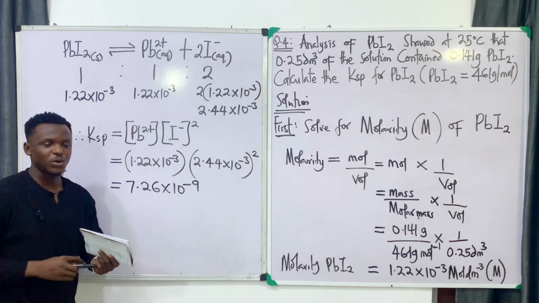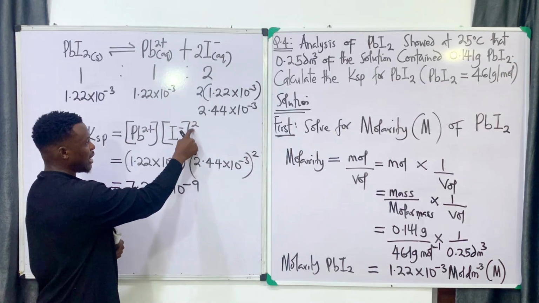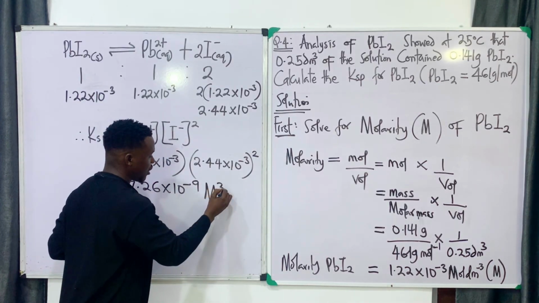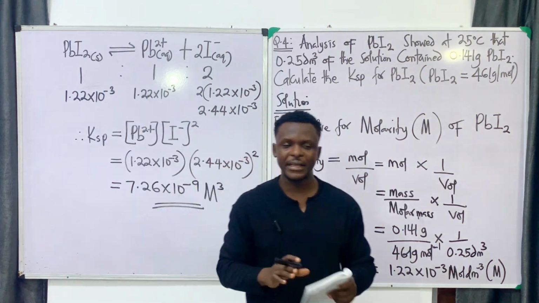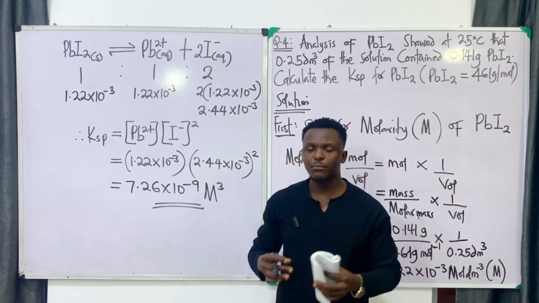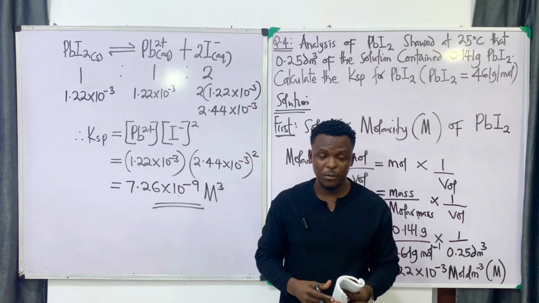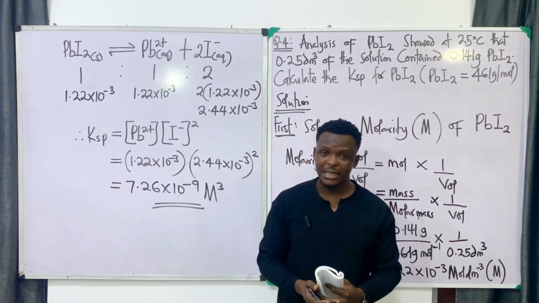Now, just in case you want to add the units, this is molar raised to the power of 1. This is molar squared. So molar squared times molar is molar cubed. Okay, so guys, we've actually solved 4 examples under calculation of Ksp when molar solubility or solubility is given in different units, or perhaps they just give you mass and volume. We've seen how we got the answers for that.